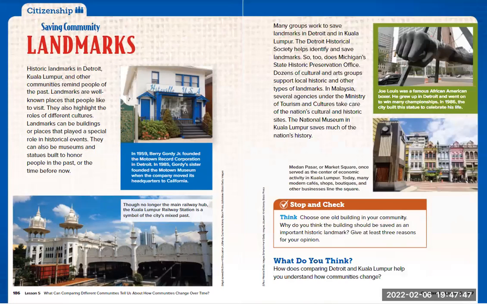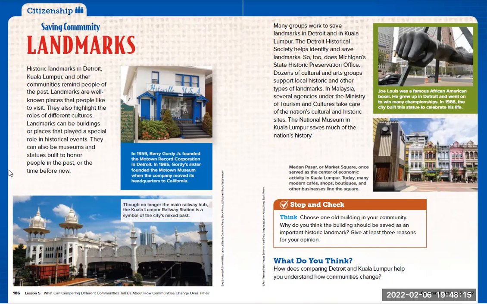So now we're going to be talking about citizenship and saving community landmarks. Historic landmarks in Detroit, Kuala Lumpur, and other communities remind people of the past. Landmarks are well-known places that people like to visit. They also highlight the roles of different cultures. Landmarks can be buildings or places that played a special role in historical events. They can also be museums and statues to honor the people in the past or the time before now.